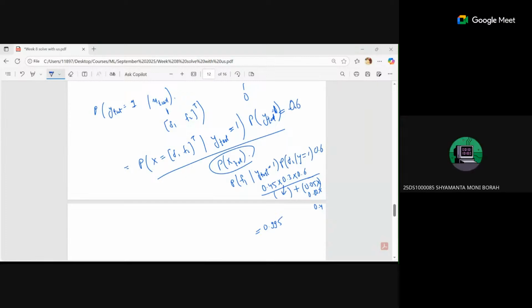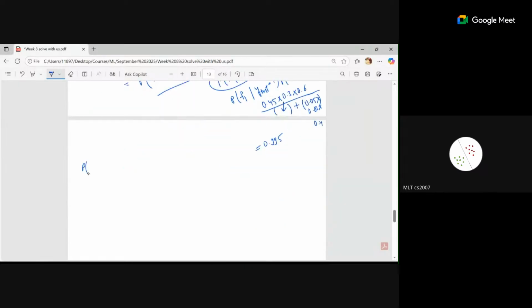Can you just tell once the denominator part? The denominator is the probability of X test. This is the probability of X given Y is equal to 1 times probability of Y is equal to 1, plus, basically the law of total probability, probability of X given Y is equal to 0 times probability of Y is equal to 0.